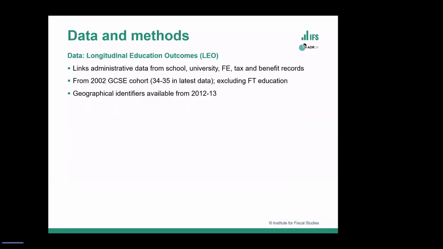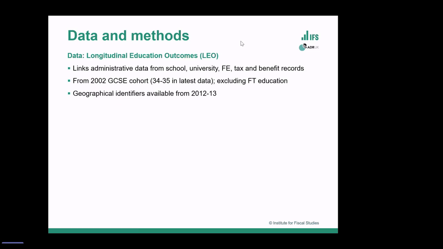So in our project, we use data from the longitudinal education outcomes dataset, the LEO dataset, which links administrative records from schools, universities, further education institutions, as well as the tax and benefit records. So really creating an amazing dataset with which to study the early career trajectories of recent cohorts. The earliest cohort in the LEO data did their GCSEs in 2002. So in the latest data that we have, they're sort of age 34, 35. And in our analysis, we exclude people in full-time education, just looking at people who are already in the labour market.